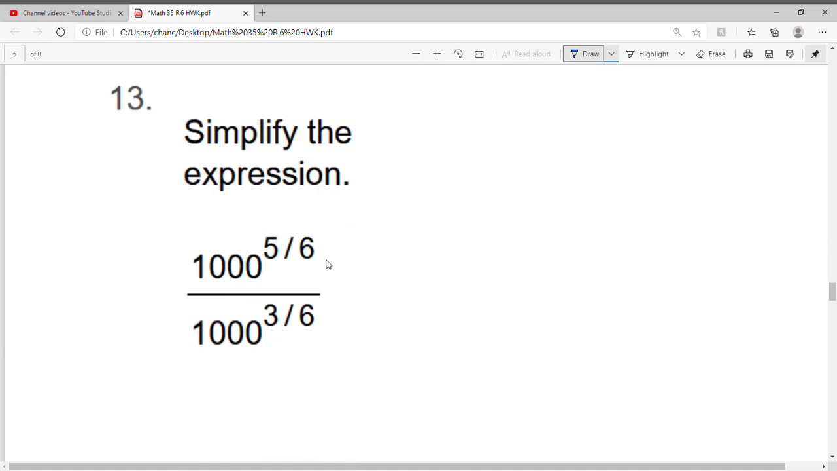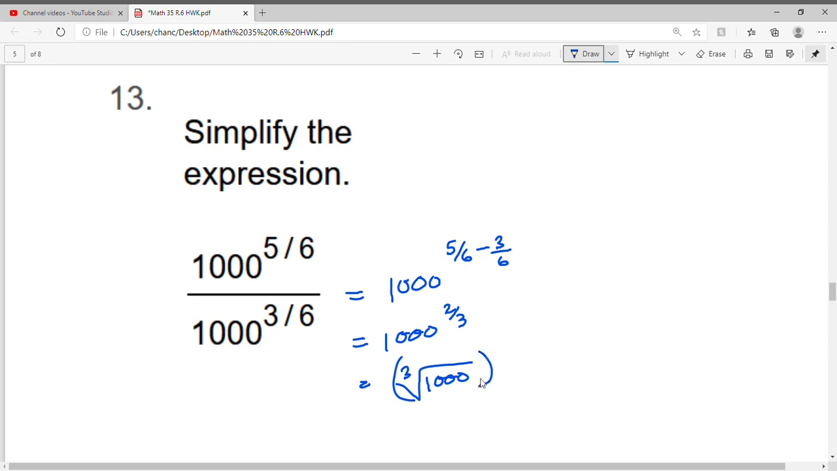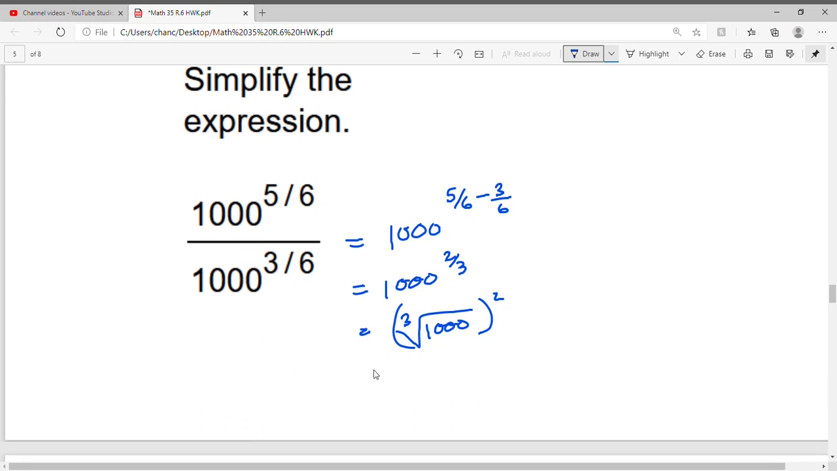Question 13, we want to simplify the expression. Here we're going to subtract, so this is 1000 raised to the 5 over 6 minus 3 over 6. This simplifies to 1000 raised to the 2/3, because 5 over 6 minus 3 over 6 is 2/3. And I can simplify this as the cube root of 1000 squared, and we have done that in a previous problem. That is equivalent to 10 squared, or 100.